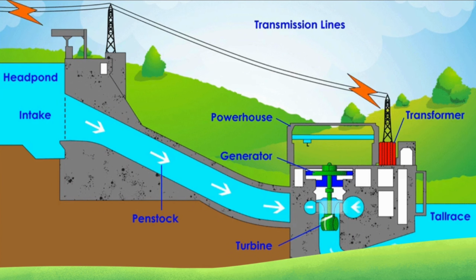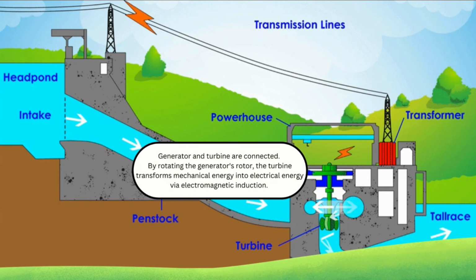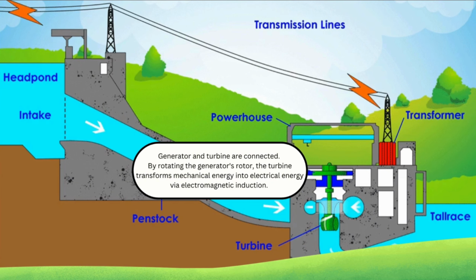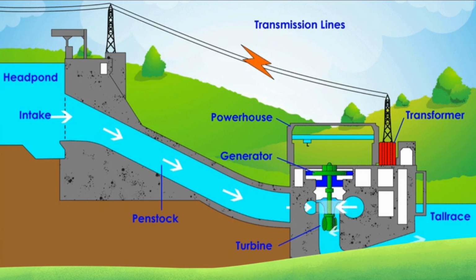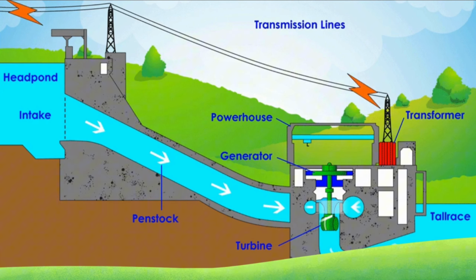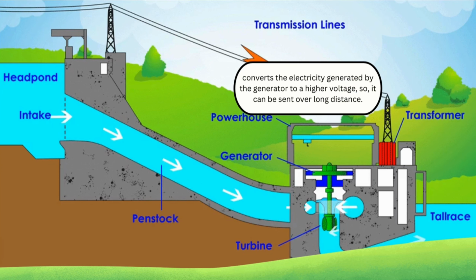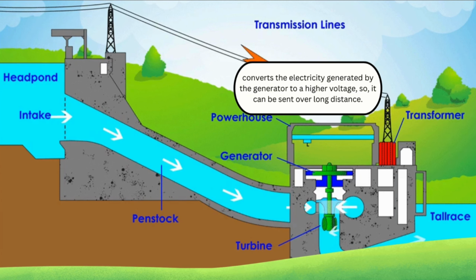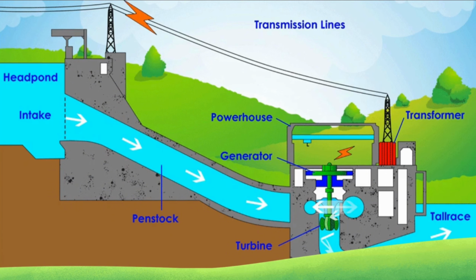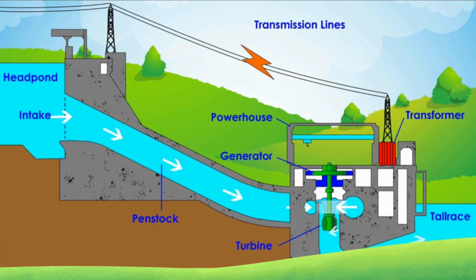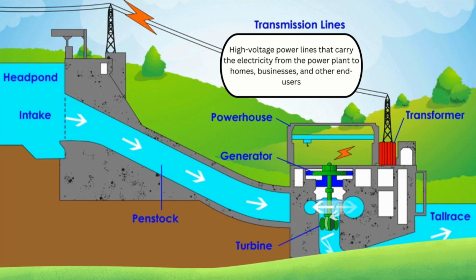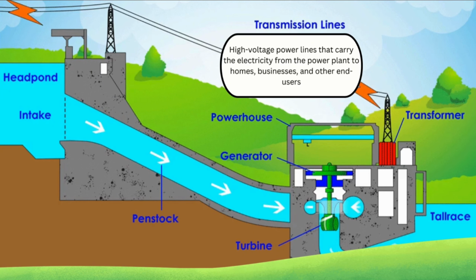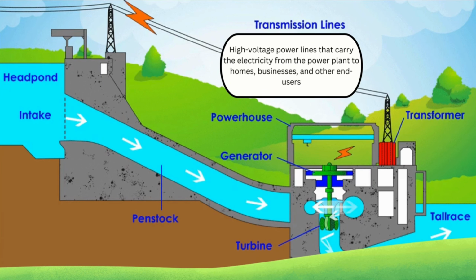Then, generator. Generator and turbine are connected. By rotating the generator's rotor, the turbine transforms mechanical energy into electrical energy via electromagnetic induction. Then, it reaches the transformer, which transforms the generator's electricity into a greater voltage so that it can be sent over long distance. The last one is the transmission line, high voltage power lines that carry the electricity from the power plants to homes, businesses, and other end users.